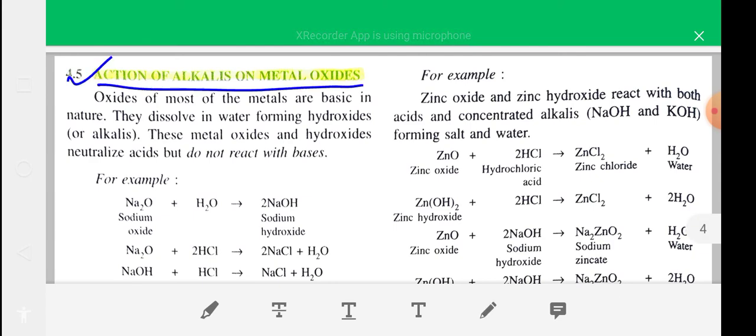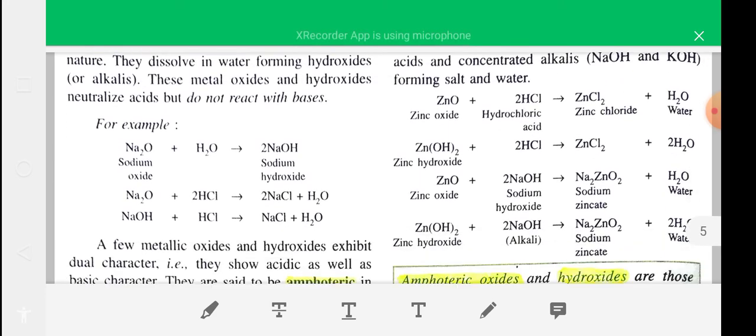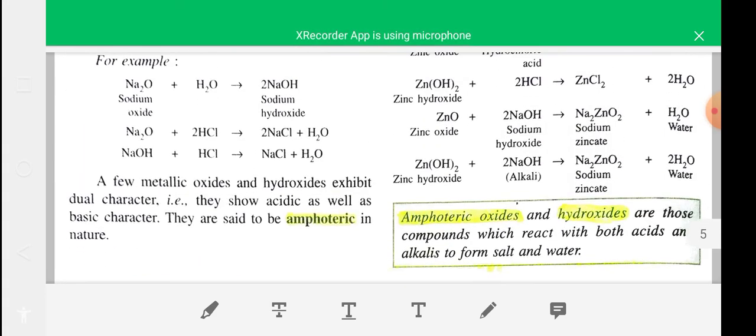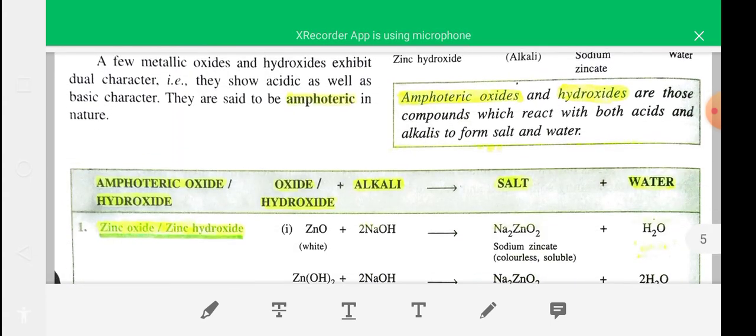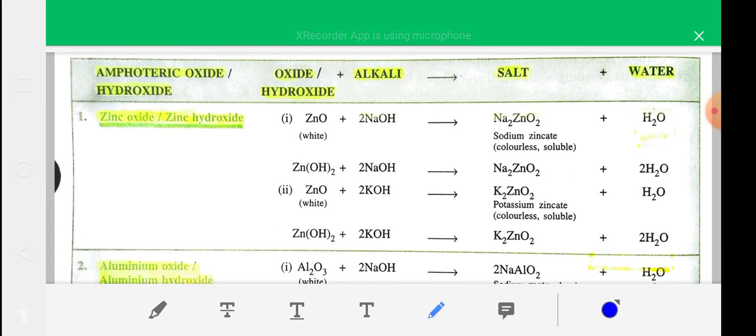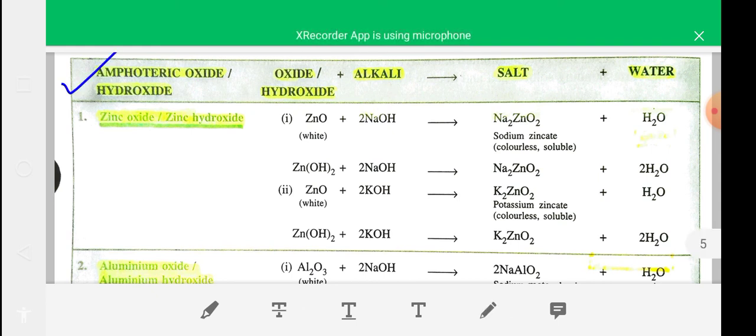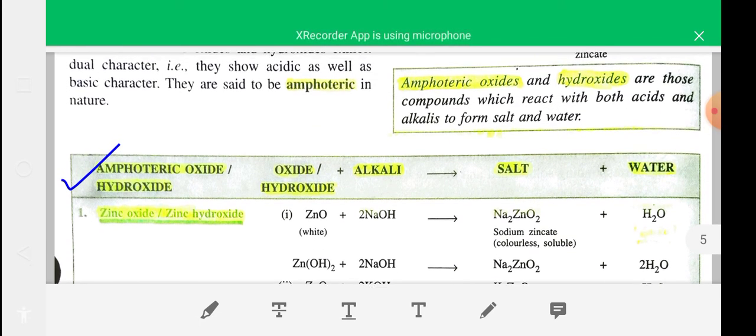Metal oxides like sodium oxide, zinc oxide, aluminium oxide. Action of alkalis, that is NaOH, KOH, on these metal oxides. There are some oxides which are acidic oxides, like carbon dioxide and sulfur dioxide. Some oxides like sodium oxide, magnesium oxide, calcium oxide are basic oxides, and some oxides are amphoteric, like zinc oxide and aluminium oxide. So first see the scheme of this reaction.